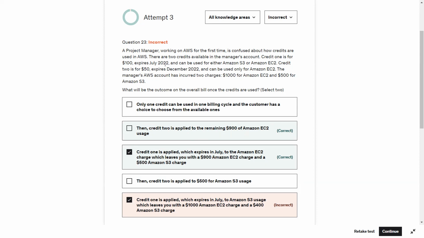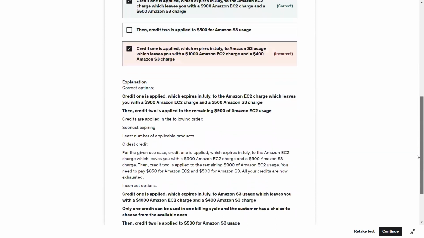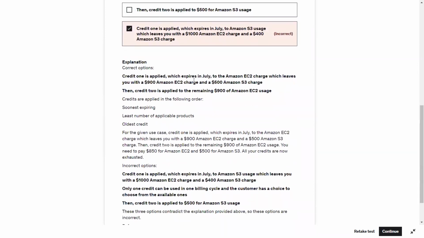But why can't they use the credit on S3? Let's see the explanation. Credit 1 is applied which expires in July. Okay, that's the option. Credits are applied in the following order: soonest expiring, definitely correct; least number of applicable products; oldest credit, or soonest expiring; least number of applicable products.